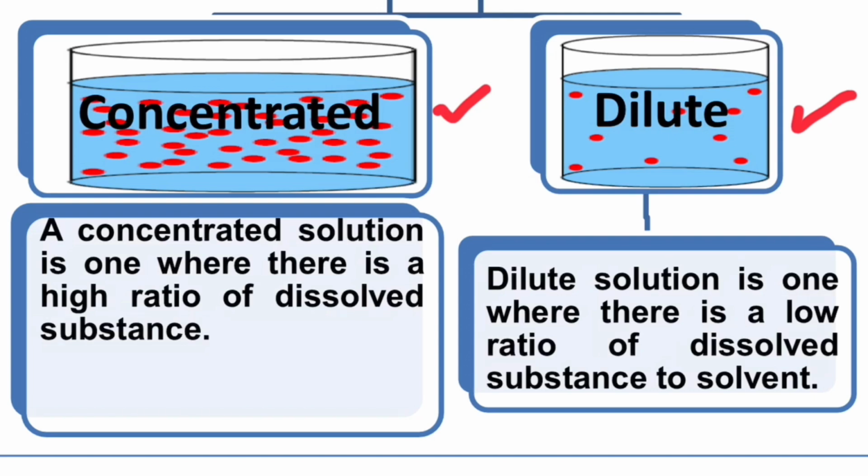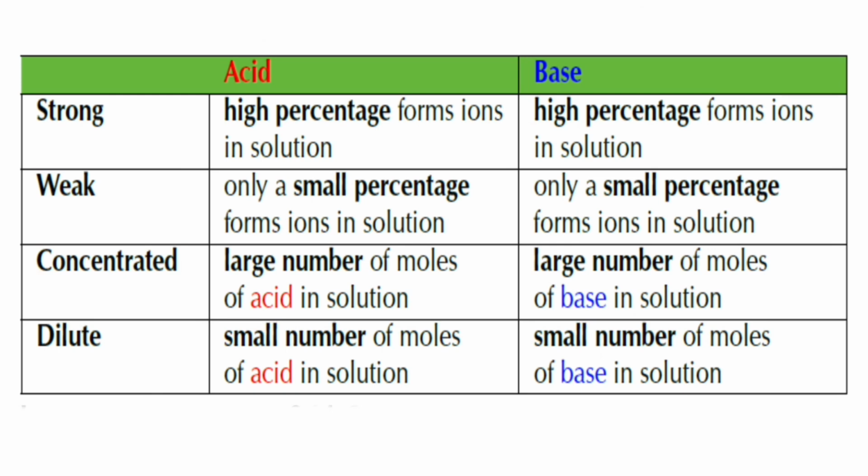A concentrated solution is one where there is a high ratio of dissolved substance, right, solute to solvent. And then a dilute solution is one where there is a low ratio of dissolved substance to solvent, right? So that is concentrated and dilute. This is what we are essentially saying.